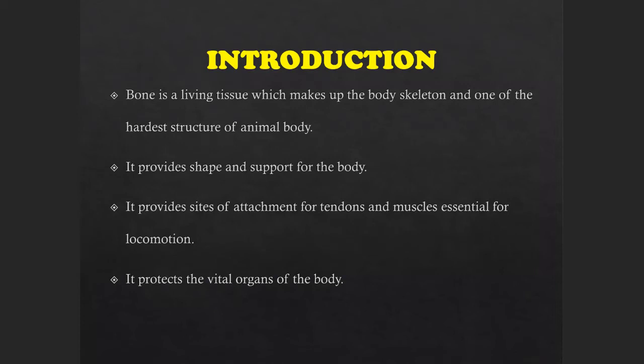It protects the vital organs of the body. This is very obvious. We have vital organs like the heart, lungs, liver, pancreas. All these are sheltered inside the bone. Because of it, whenever there is an impact, or a change in temperature, or a sudden injury, it protects the vital organs. So these are all the functions of bone.